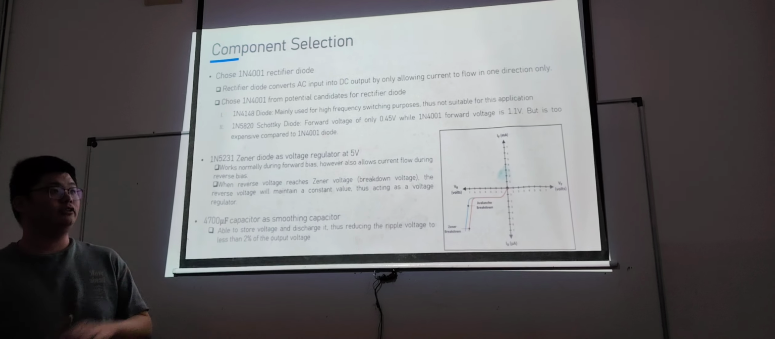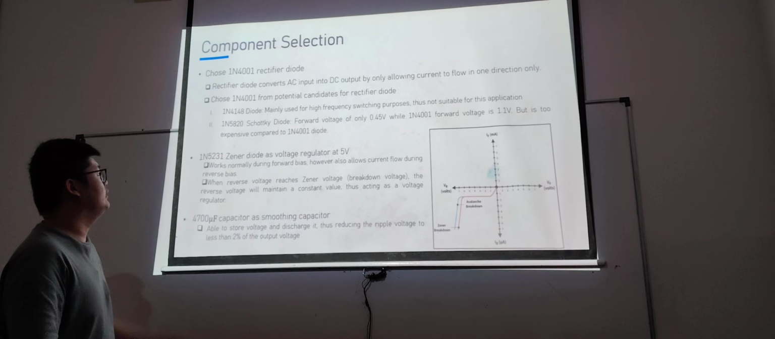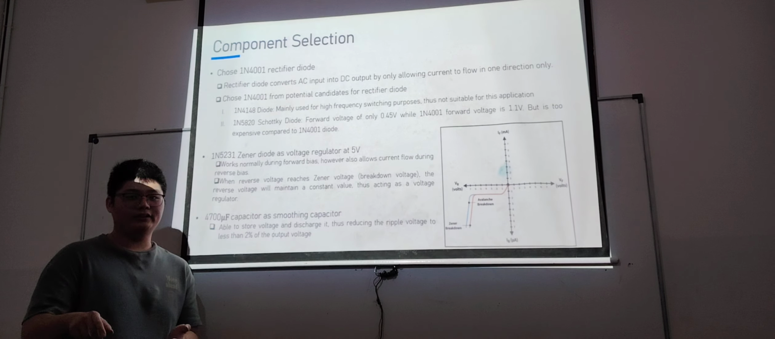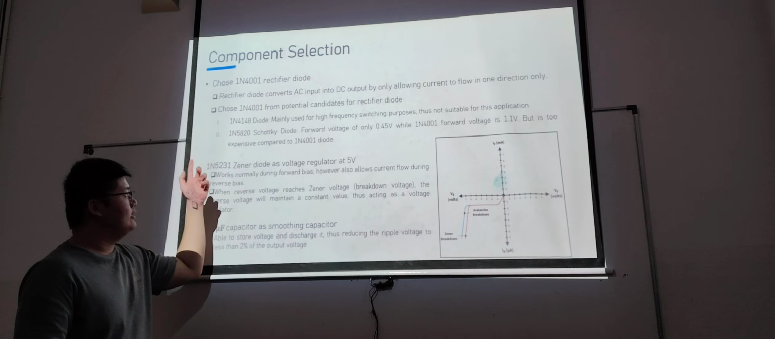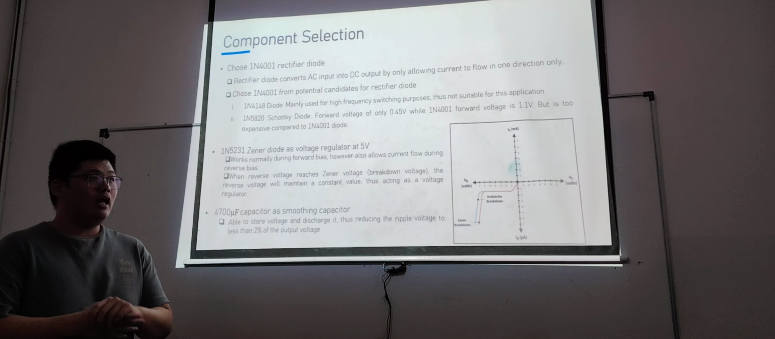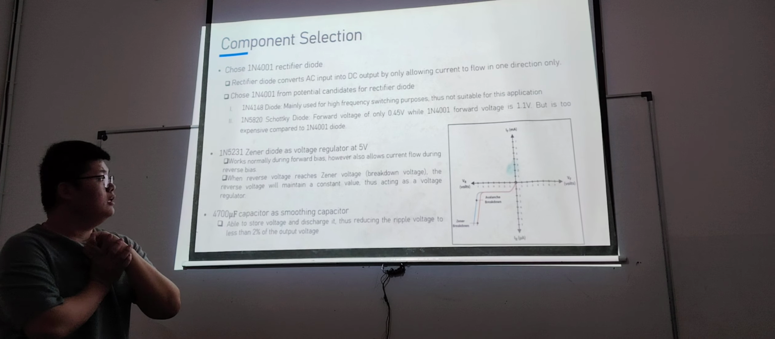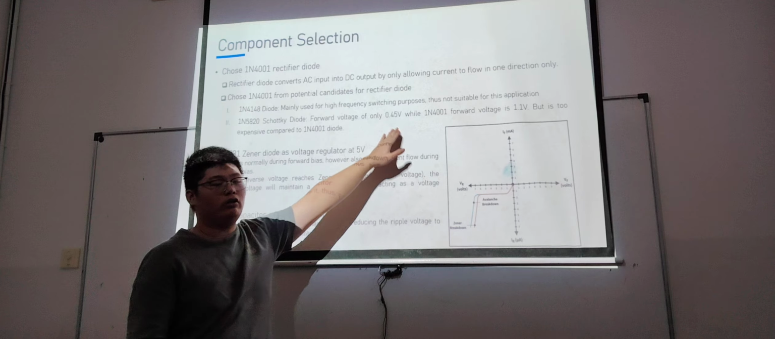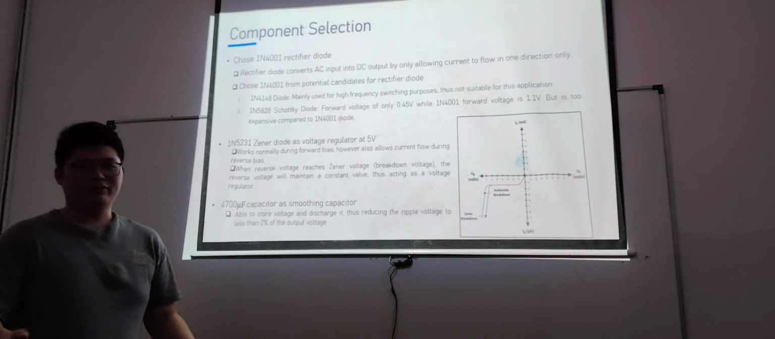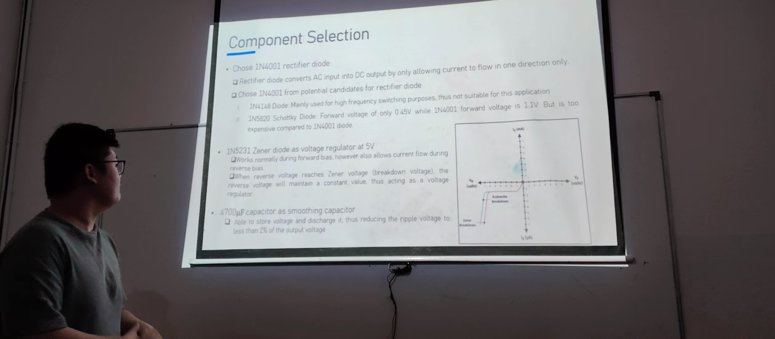Okay, so for the component section, why did I choose the 1N4001? Actually, I had many choices, one of which is the 1N4148. At first, I wanted to use it, but after analyzing the data sheet, I found out that this diode is mainly used for high frequency switching purposes, so I didn't use that one. I also wanted to choose a Schottky diode, the 1N5820, because it has a low forward voltage compared to a normal diode, which has like 1.1 volt, but it's very expensive. So to fulfill the requirement, I just use the 1N4001 diode.